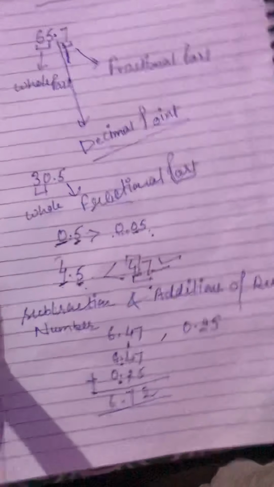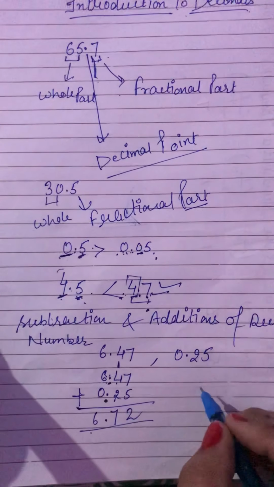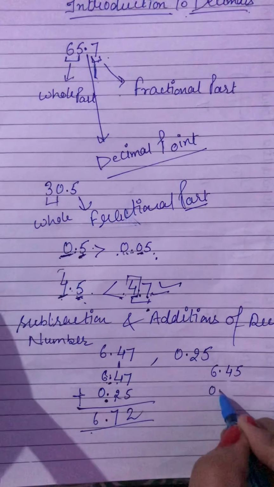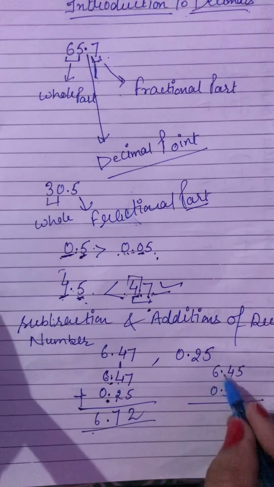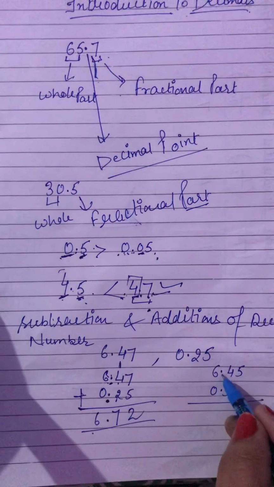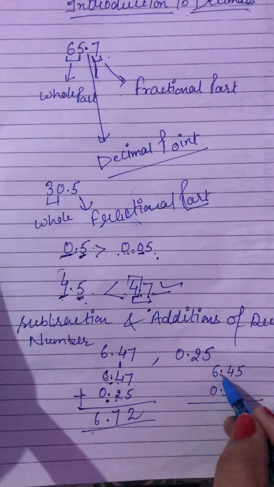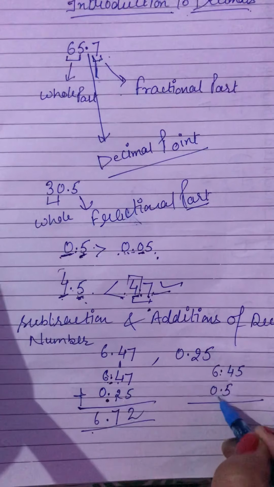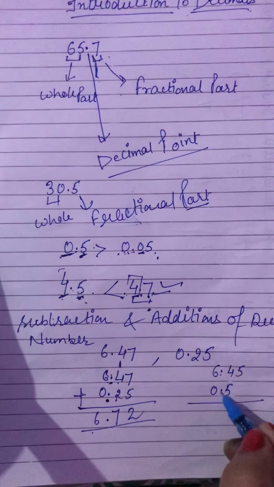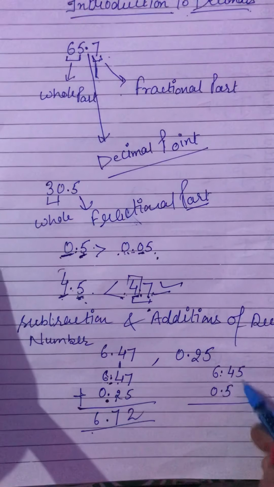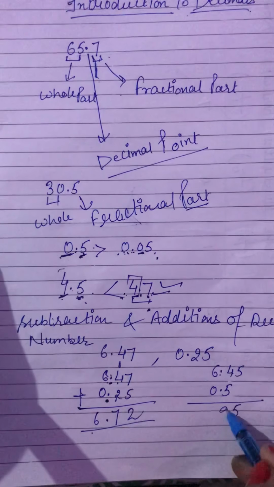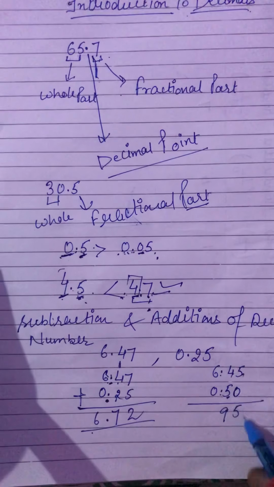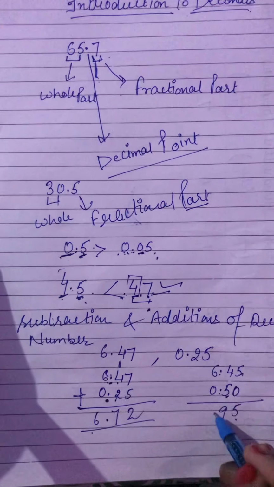Okay, if I have to take another example, 6.45 and 0.5, if I have to add these, then 0.5. So first of all, keep in mind that you are to put the other decimal number at the same position. The decimal point should be at the same position. After the decimal point 0, we can write 0 here. 5 + 0 is 5, 4 plus 5 is 9, and 6. So 6.95.